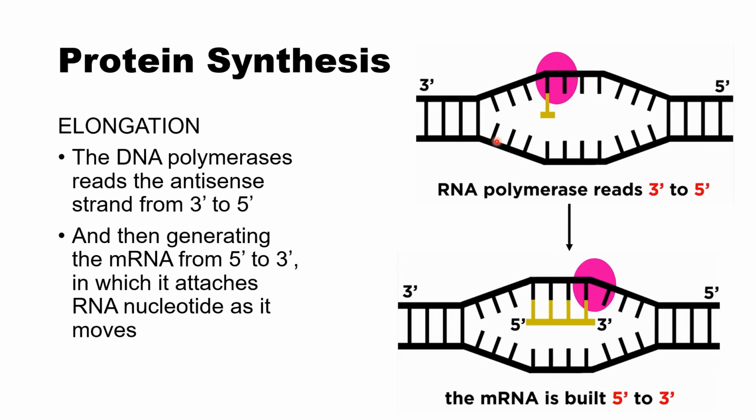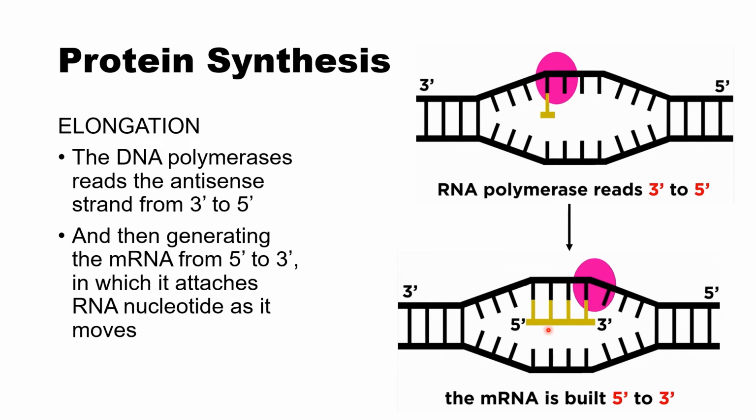So, it moves from 3' to 5'. As it moves, it will attach this mRNA, this yellow or gold one, which is now our mRNA. It attaches the corresponding or complementary bases that it reads. Let's just say this base is read as an A base. Then what it builds here will be the T base. Likewise here, if it read a C base, then what it builds here is the G base.